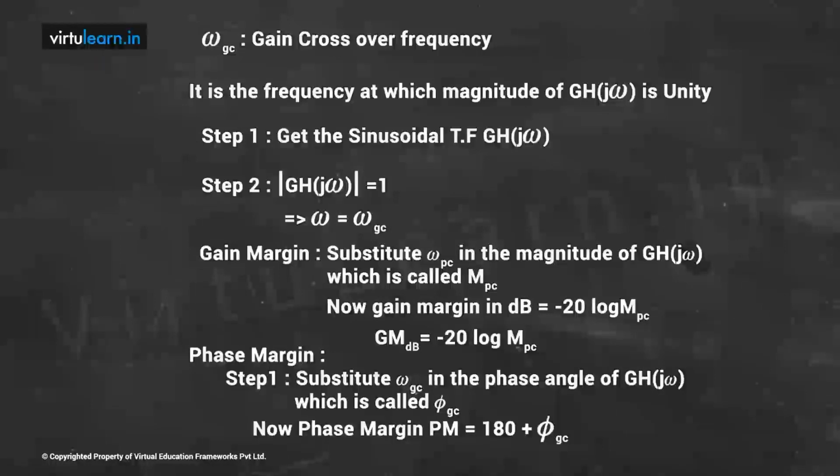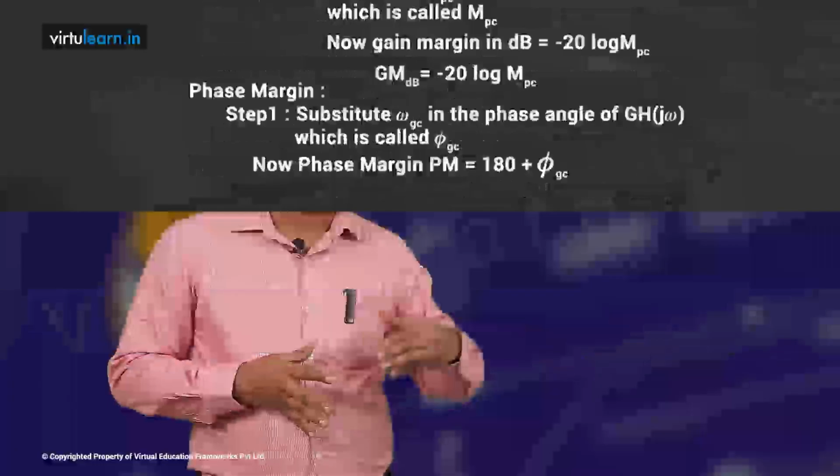Now we know the concept of gain margin and phase margin is applicable only for minimum phase open loop transfer functions. If you have a non-minimum phase open loop transfer function, we can find the gain margin and phase margin, but we cannot say whether the system is stable or not. The investigation of stability is not possible with the concept of gain margin and phase margin if the open loop transfer function is a non-minimum phase transfer function. So it is strictly applicable for minimum phase transfer functions.